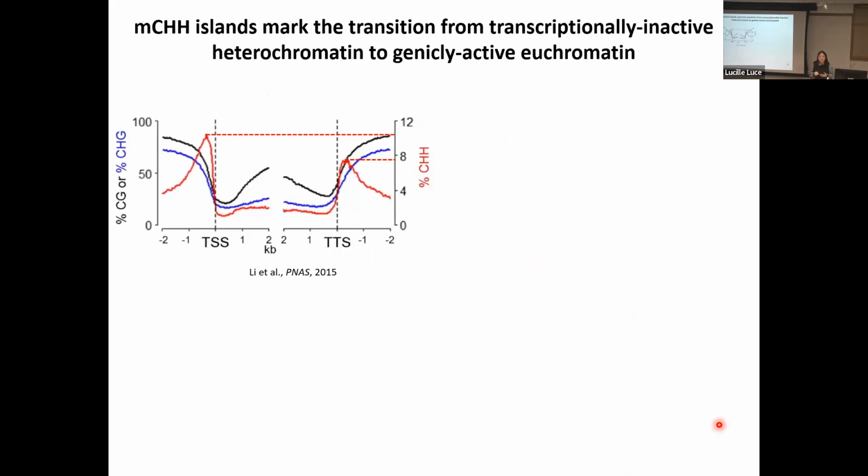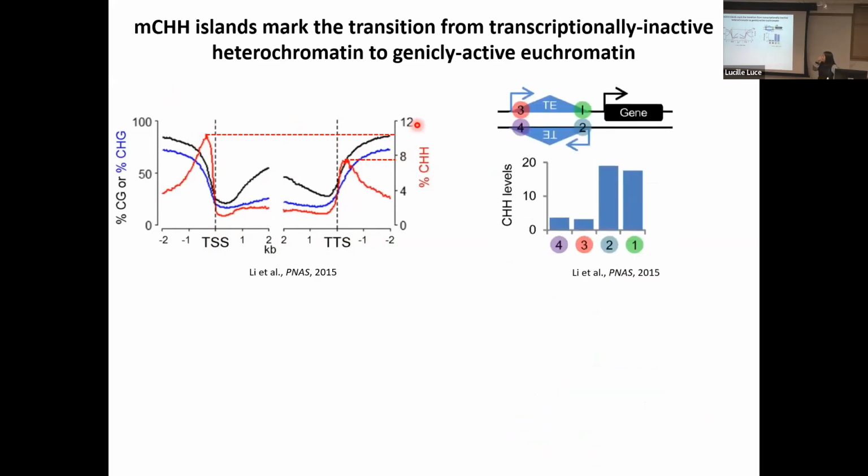Although CHH methylation is genome-wide very low, it can be enriched to a high level near genes. You can see here is a transcription start site, here is a transcription termination site. You may notice that there are two peaks here that we call CHH islands. You can see that the methylation level of the CHH can be up to even 10% or 12%.